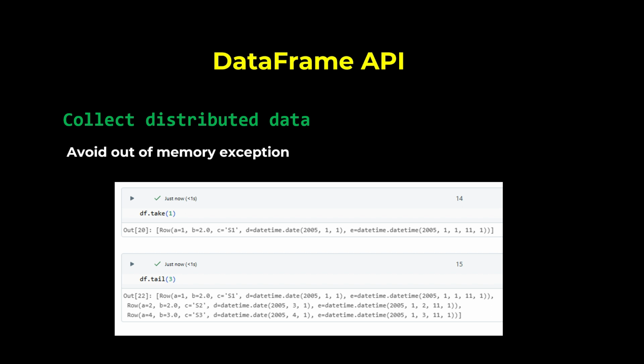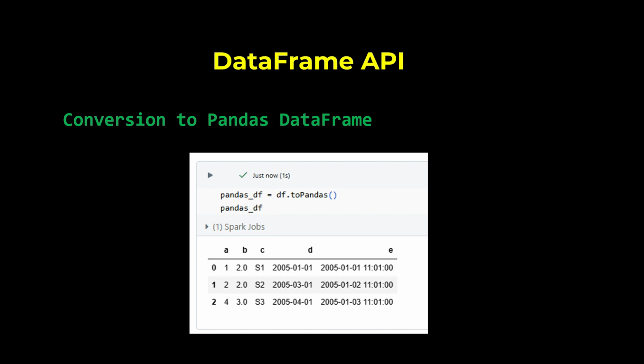To avoid the out-of-memory exception, we can use take and tail methods to return the first and last n rows respectively. These return a list of Row objects. We can use the toPandas method to convert back to a pandas data frame to leverage the pandas API. It is important to note that toPandas also collects all data into the driver side. That can easily cause an out-of-memory error when the data is too large.